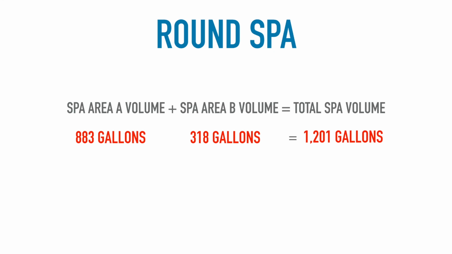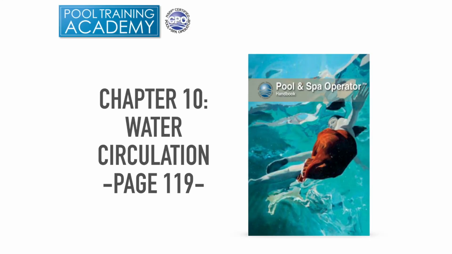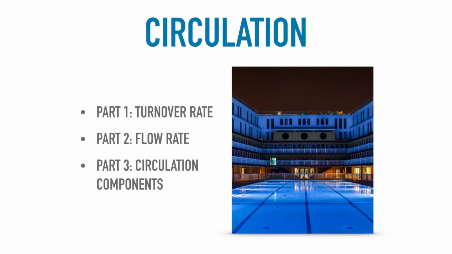Now, let's move on to the next chapter. Chapter 10, Water Circulation. We're going to jump over to page 119. Page 119. Now, in this chapter, we're going to be covering 3 different concepts. First, we're going to be talking about turnover rate. Next, we're going to be talking about flow rate. And then finally, we're going to do an overview of our circulation components.